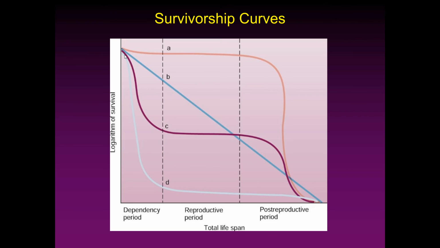Compare that to D, the exact opposite, where you have a sharp decline in the younger period, and then they make it to the reproductive period, and then the rest of them are taken out in the post-reproductive period. With B, you just tend to see a steady decrease in the number of individuals as age increases. So you could think of the x-axis as age. As you go along it, you tend to get more of a decrease in individuals. And then C, like I said, you will rarely ever see this, but it is a sharp decrease in the dependency period, flattens out quite a bit in the reproductive period, and then post-reproductive, it crashes just like the rest of them.